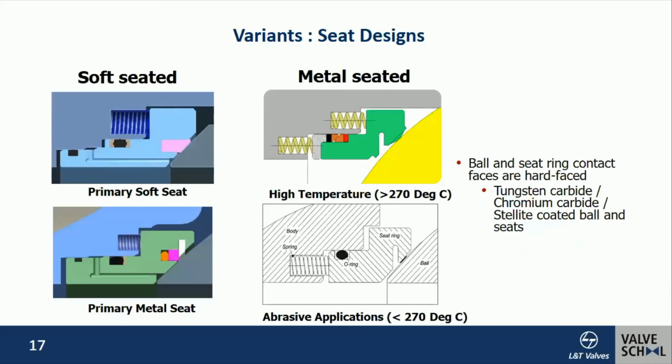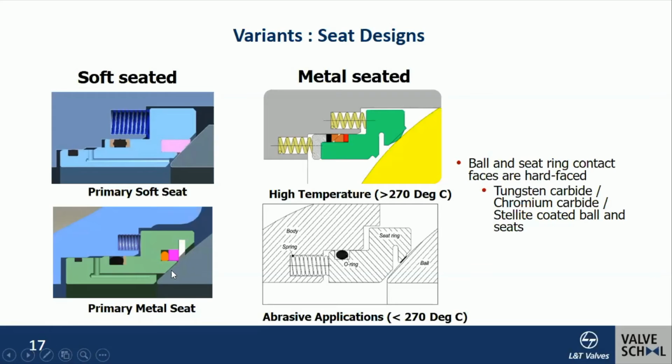Coming to the various seat options, we have the soft seated design, where a soft seat in thermoplastic material makes contact with the ball. This is housed inside a seat housing. This is a metallic seat housing, which in turn is loaded by means of multiple helical springs provided at the back of the seat housing. Since this is a metallic seat housing and a seal is required between the seat housing and the body, it is provided by means of elastomer O-rings. So this is the construction of a soft-seated design.